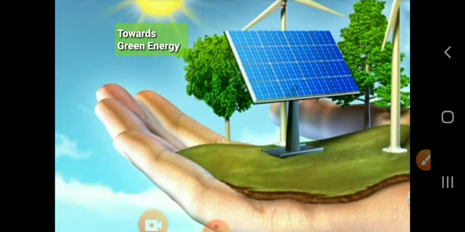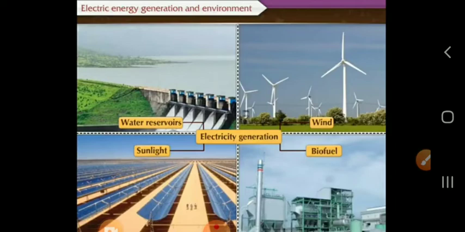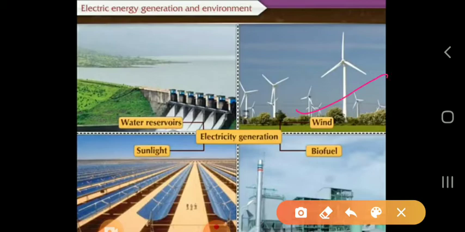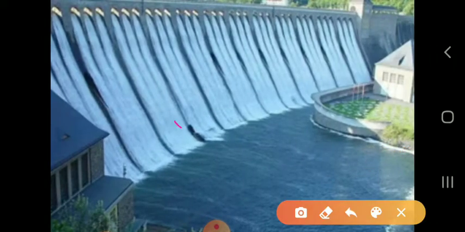Children, before starting the explanation part, let us see some slides. Here we can see this is the solar power plant, how the energy is generated. Here we can see electricity generation by wind, biofuels, water resources, sunlight, etc. Now this is the dam, from which water generates electricity. That I'll explain to you later in this session.